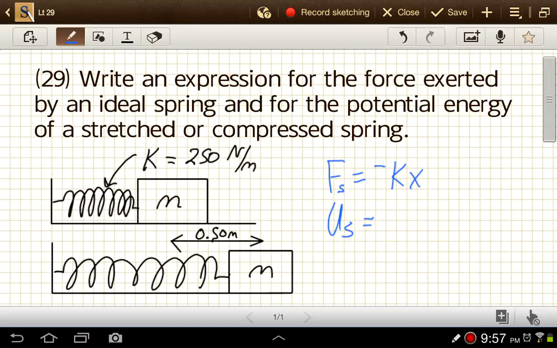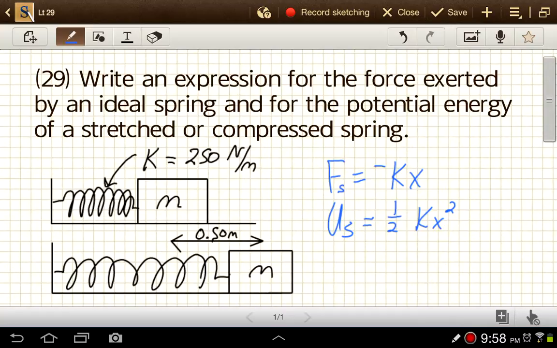for a spring, is going to take the form of 1/2 kx squared. And again, as with all potential energies, that's going to be measured in joules. Now this one, it doesn't matter whether we're stretching or compressing. There's no direction or no sign change with the potential energy. We can have a minimum value of 0 for potential energy, and that's going to be when the x value, the stretch distance, is 0.